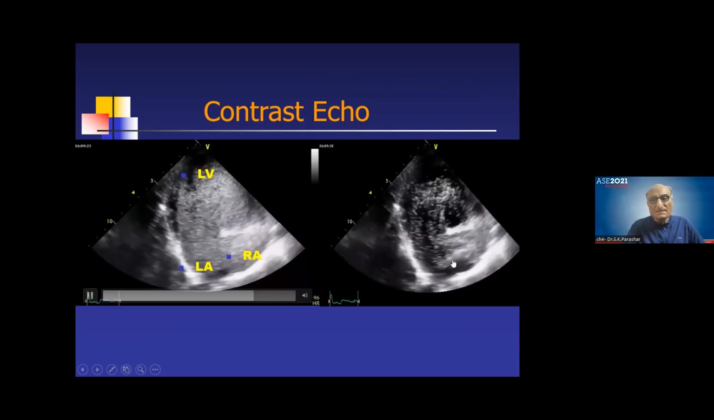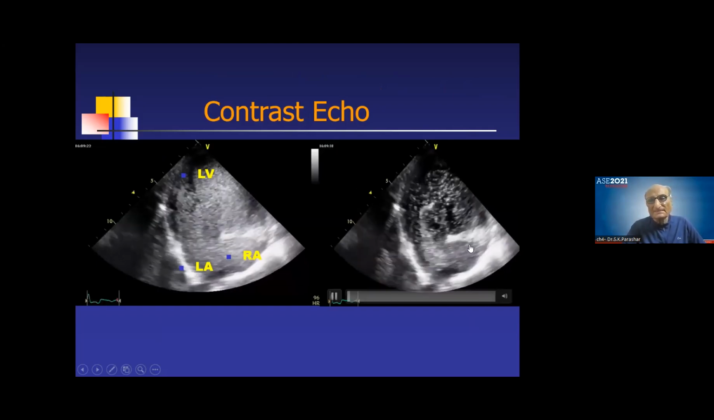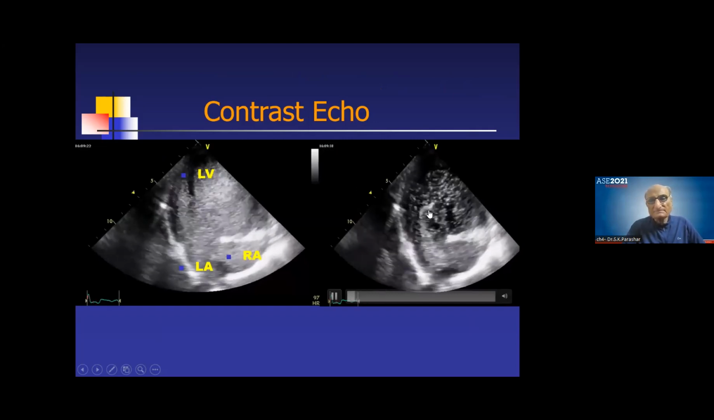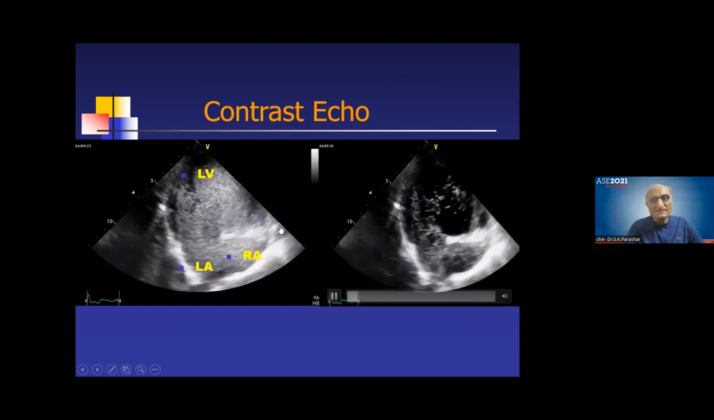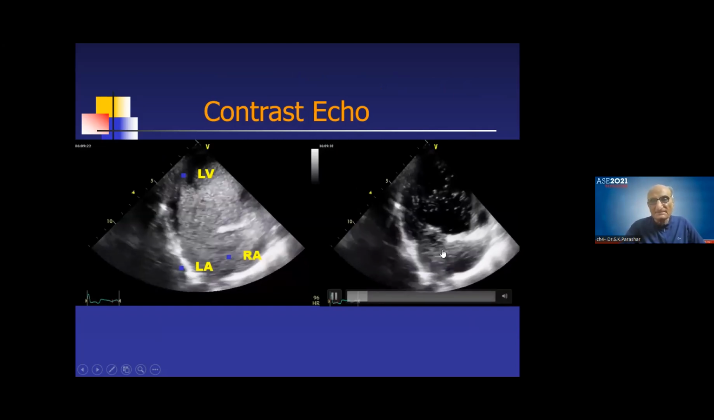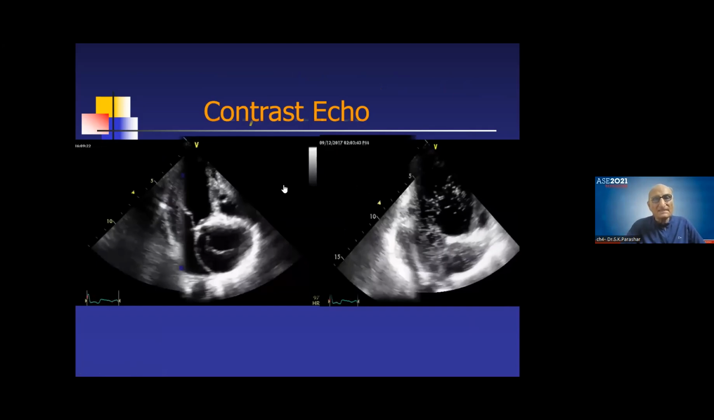Now here, this is after a few beats. You see RA, LA, LV, and you see the small hypoplastic RV, so that you can now say that it is a definite communication and it becomes a tricuspid atresia. Again, you see another patient.